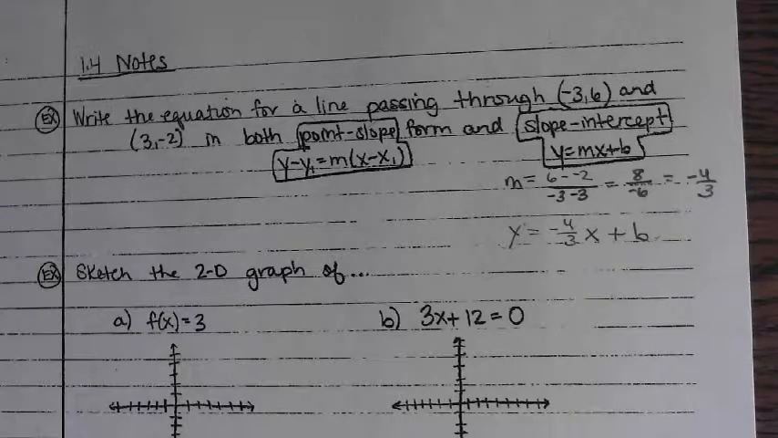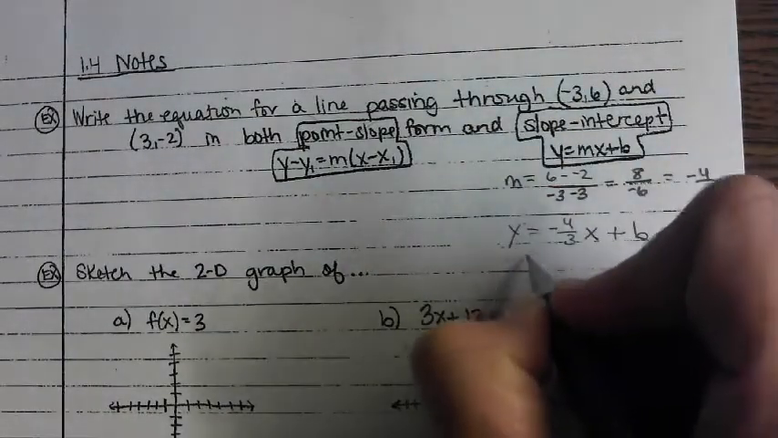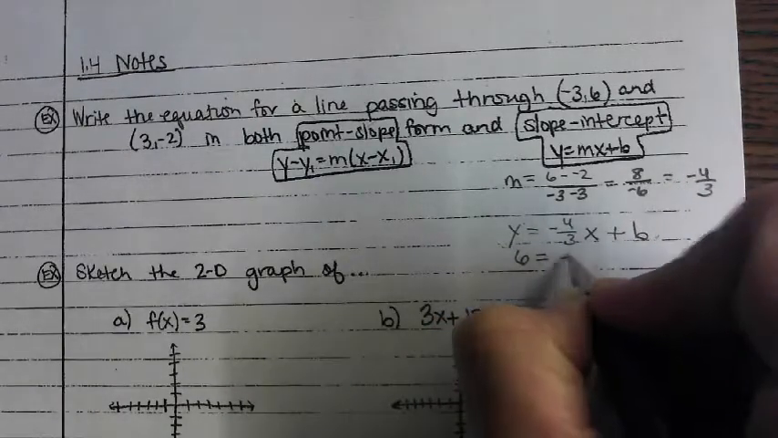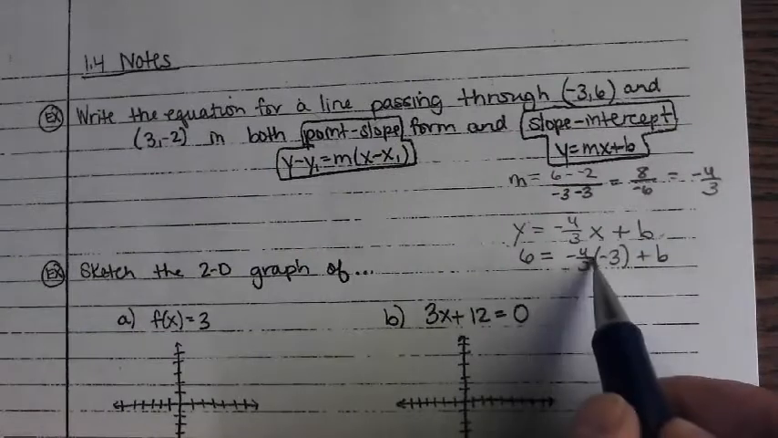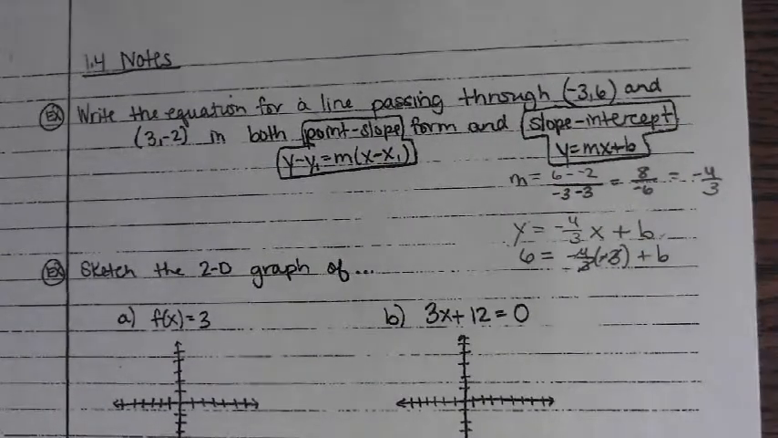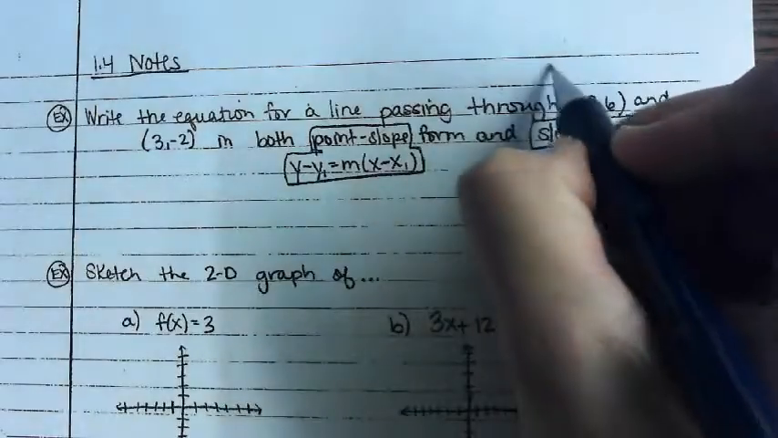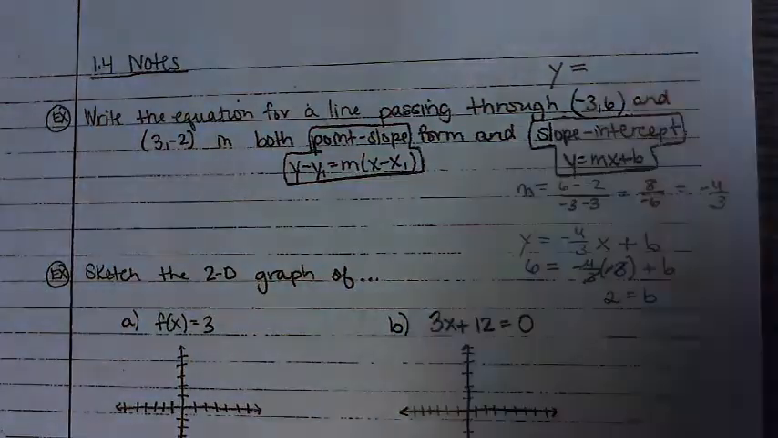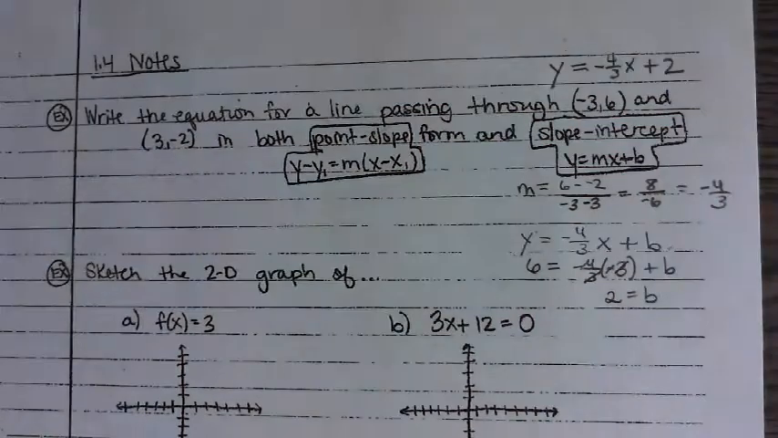Yes? Can't you plug in a coordinate? You plug in a coordinate, negative 3 for x and 6 for y. So these 3's would cancel, the negative would cancel, so it would be 6 equals 4 plus b. You would subtract 4 from both sides and you would get 2 equals b. So your equation would be y equals negative 4/3 x plus 2. Do you remember doing it that way?